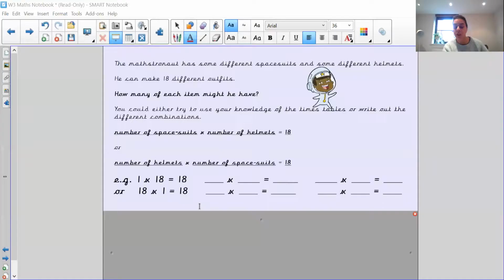Now on my smartboard that I just showed you, if I can find it, here we go, that gives you an example. 1 times 18 is 18. That means you could have 1 spacesuit option and 18 helmet options, and that would still give you 18 combinations. Or you could have 18 spacesuit options and 1 helmet option, and that would also give you 18. I'd like you to pause the video and try and work out some other options.